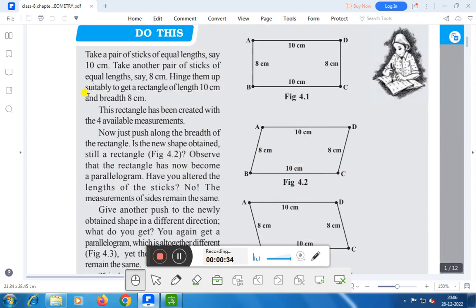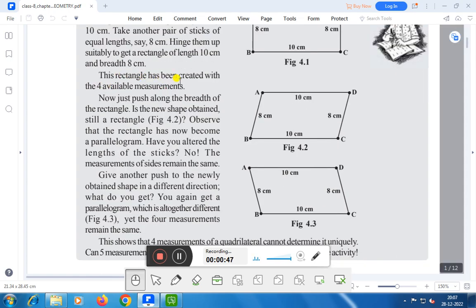Here, take a pair of sticks of equal length, say 10 cm. Take another pair of sticks of equal length, 8 cm. Hinge them up suitably and get a rectangle of length 10 cm and breadth 8 cm. This rectangle has been created with four available measurements.